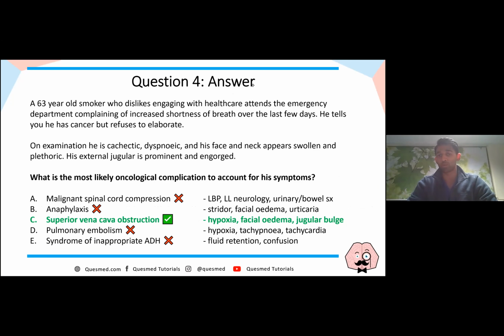Anaphylaxis, I'm sure you all know, presents with stridor, facial edema, and urticarial rash. Pulmonary embolism would have been a good differential for this case. They're hypoxic, they're tachypneic. They will probably be tachycardic if you measured it, but it doesn't fit with the facial edema or engorged external jugular. And then SIADH is another common complication of cancer. It's a paraneoplastic syndrome, but the main presenting features are fluid retention and confusion.